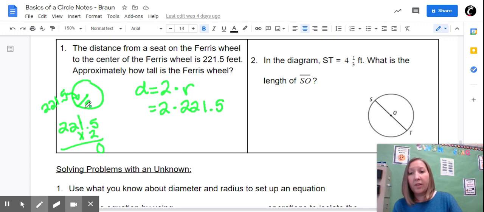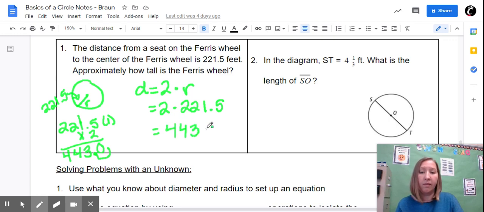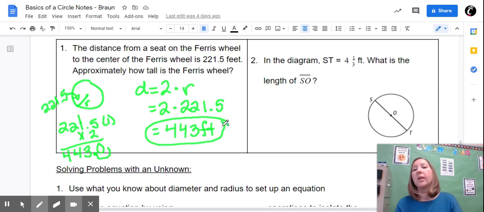All right, 2 times 5 is 10. I'm going to write my 0 and carry my 1. 2 times 1 plus 1. 2 times 2, and 2 times 2. Now, I did have 1 decimal place here, so I want to make sure I move that over. And my answer is 443 feet tall. So my diameter is 443 feet.